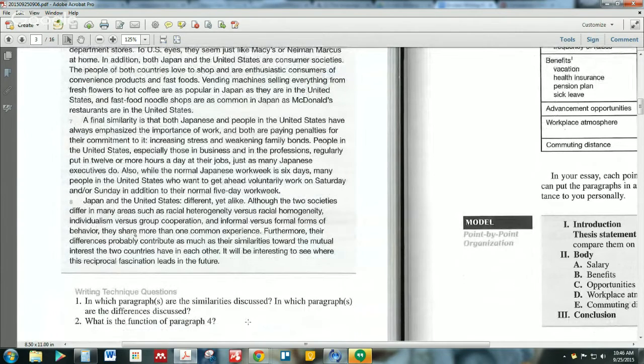So, in which paragraphs are the similarities discussed? In which paragraphs are the differences discussed? So take a moment, pause this, and answer the question.